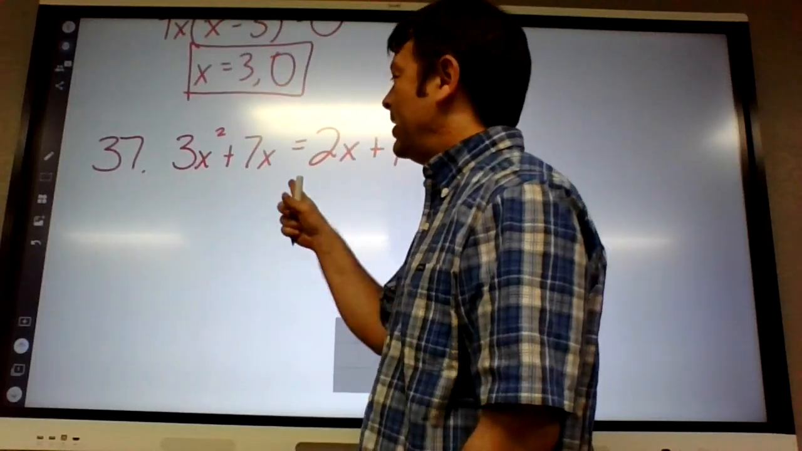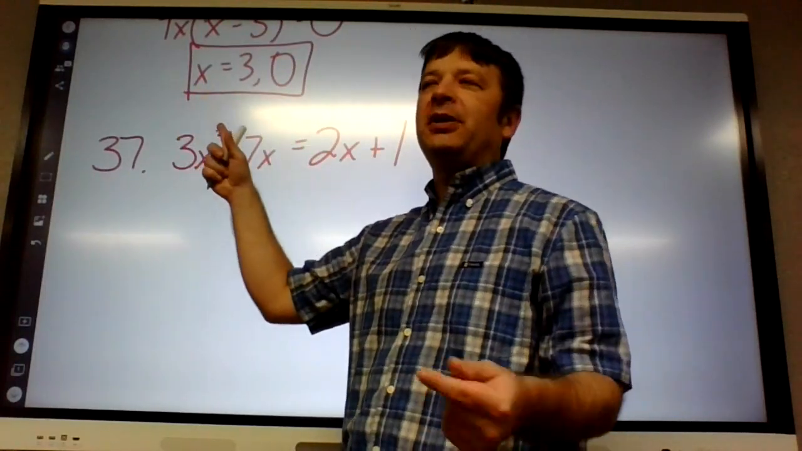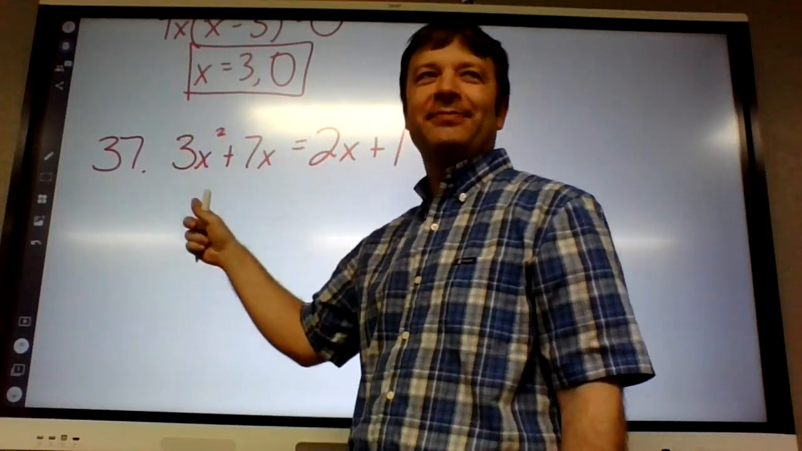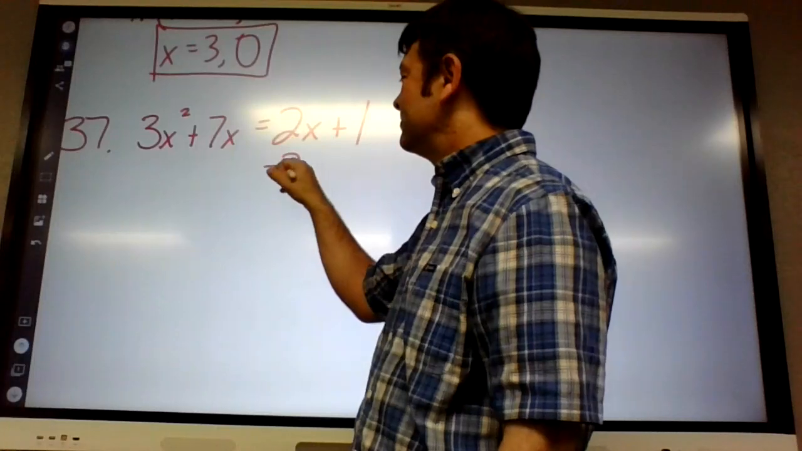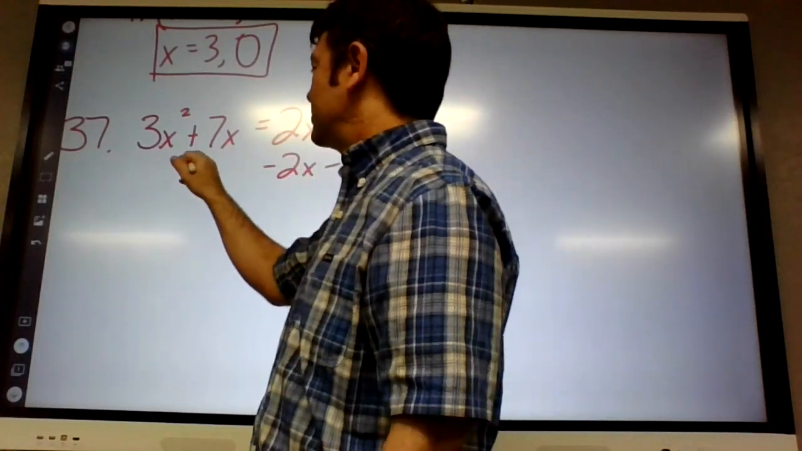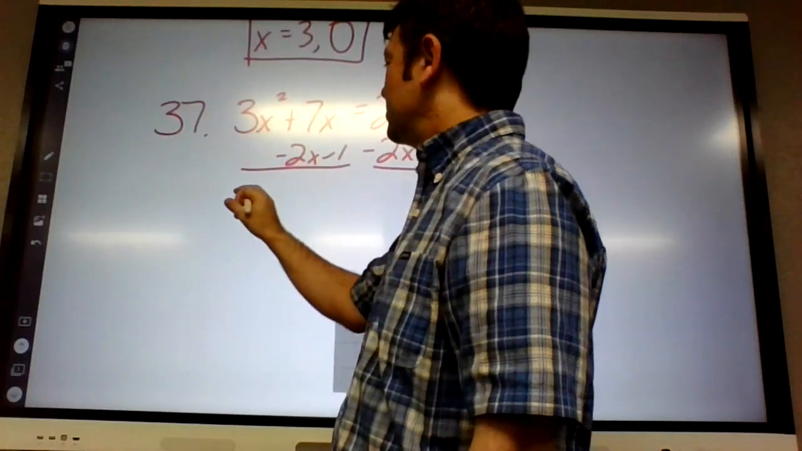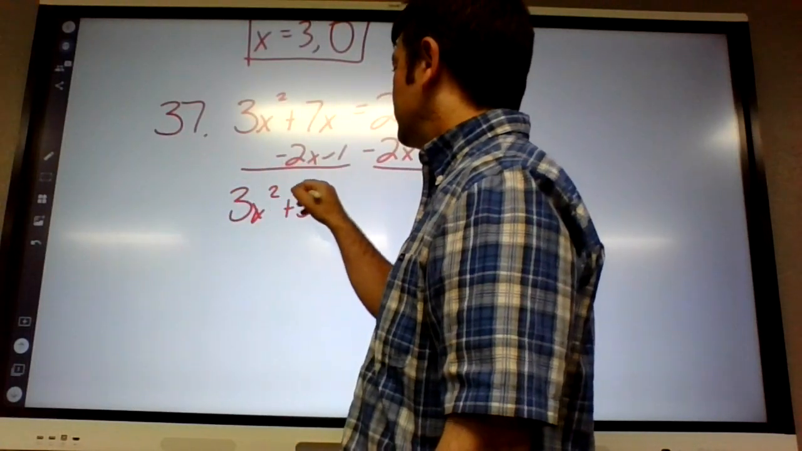He did. Okay, so, what should we do on 37? Get everything to one side. Oh, shoot, I didn't see the plus one. We want a 0 over here, right? So let's join the party. So, what's going to be on my left side here? 3x squared plus 5x minus 1.